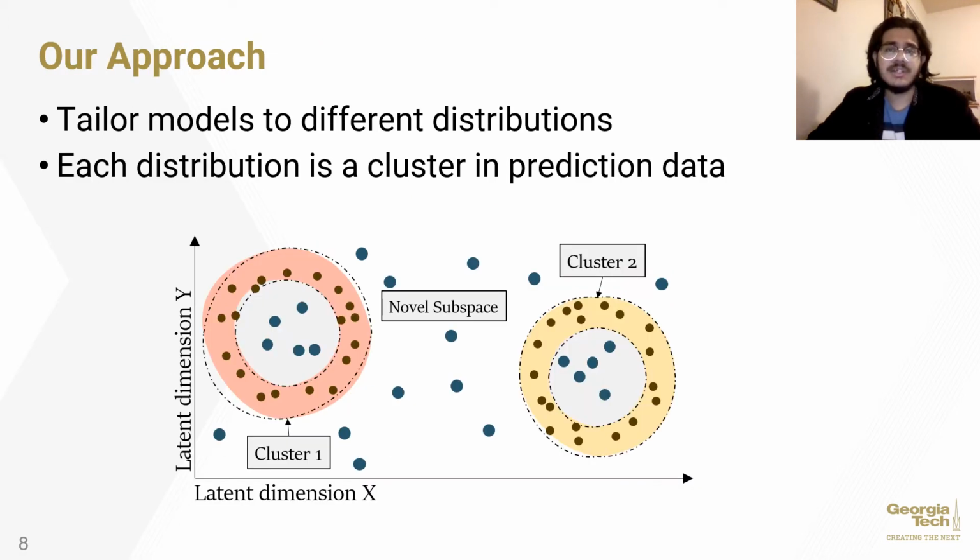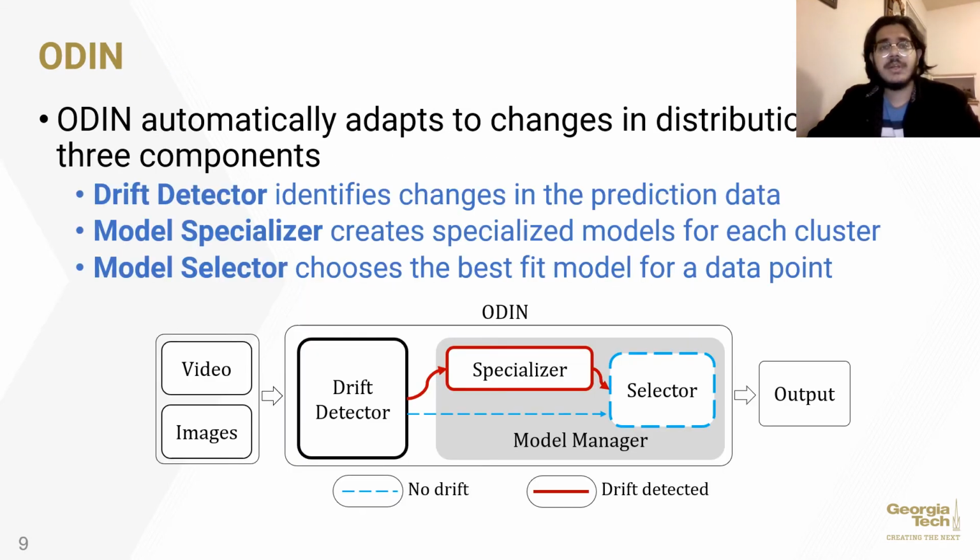Our approach, then, is to tailor models to different distributions in prediction data. These distributions can be represented as clusters. To do this, we need three tasks. We need to identify clusters as and when they appear. We then need to create a specialized model for each cluster. Then we need to find the best fit model for any new data point. ODIN automatically adapts to changes in distribution by addressing those tasks.